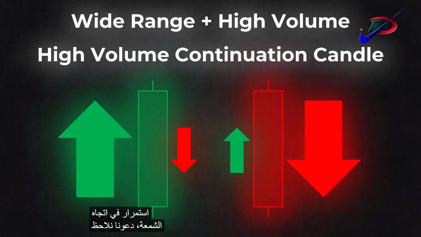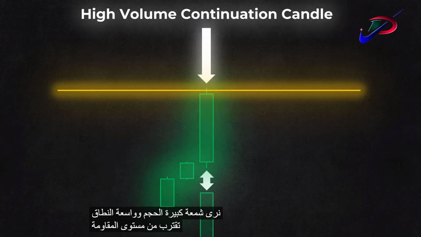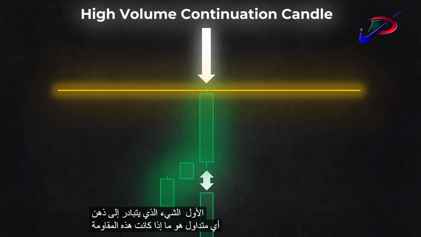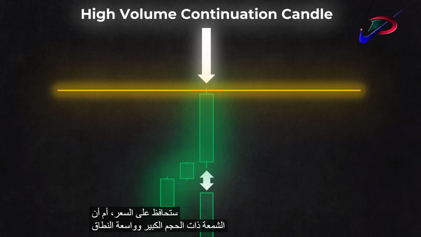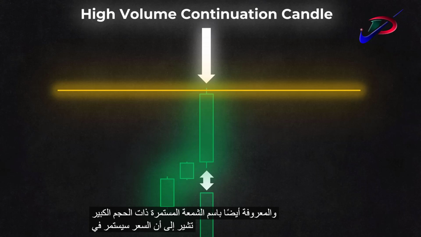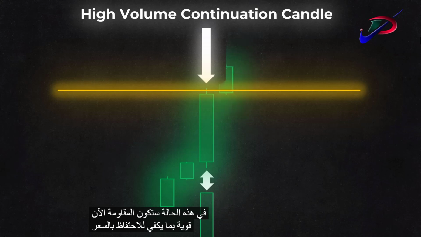Let's observe a hypothetical situation of the high volume continuation candle. In this illustration, we see a high volume wide range candle approaching a resistance level. The first thing that comes to mind for any trader is whether this resistance will hold price. A high volume wide range candle, also known as the high volume continuation candle, implies that price will continue going in the direction of the candle. So in this case, the resistance will not be strong enough to hold price.